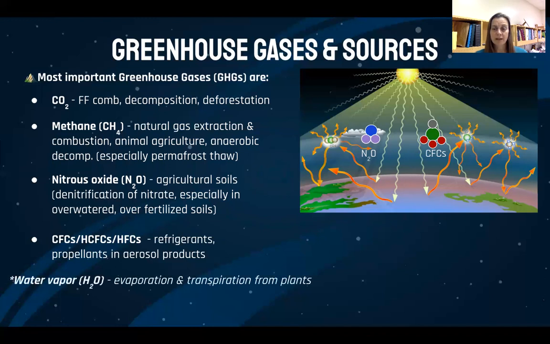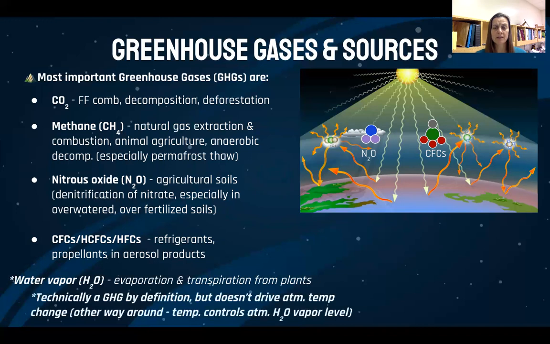Water vapor is technically a greenhouse gas, but water vapor does not have a long dwelling time in the atmosphere. So it doesn't stay in the atmosphere for very long. It is controlled by the water cycle. So it doesn't really drive atmospheric temperature change. In fact, atmospheric temperature change drives the water cycle. As the atmosphere gets warmer, more water vapor is brought into the air.